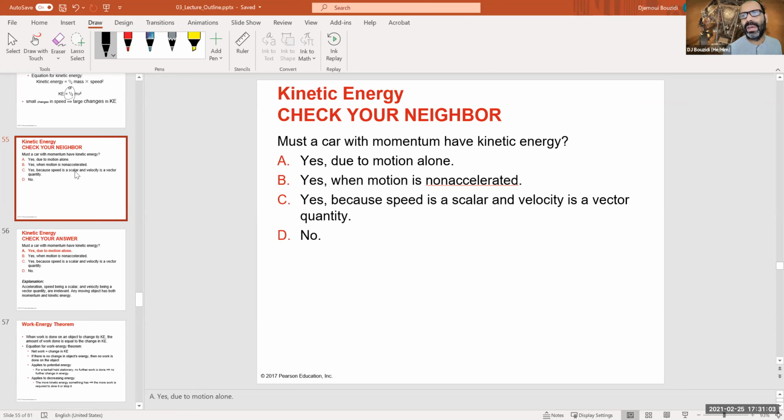Must a car with momentum have kinetic energy? Yeah, of course. If you have momentum, that means you have mv. That is what momentum is. Therefore, you have 1/2 of mv squared, okay? And the units are different. This one, again, is in kilogram meter per second, and the units for this one are joules.